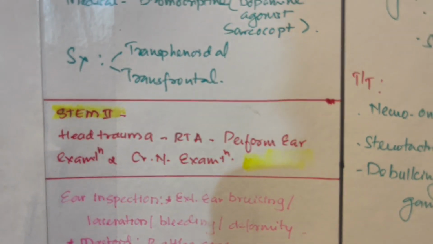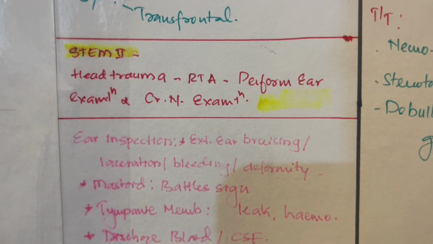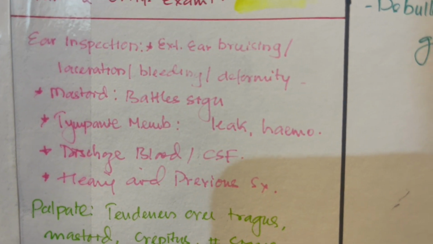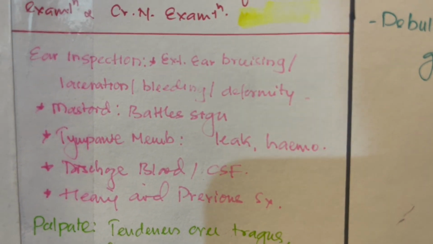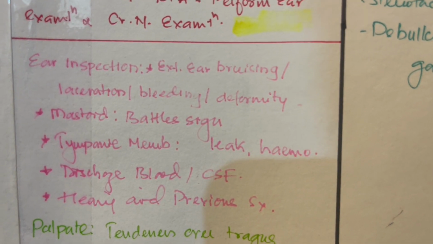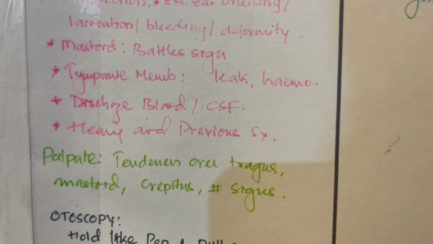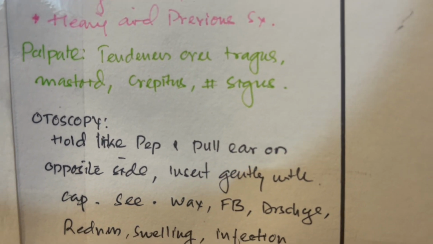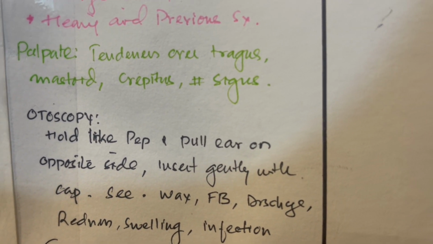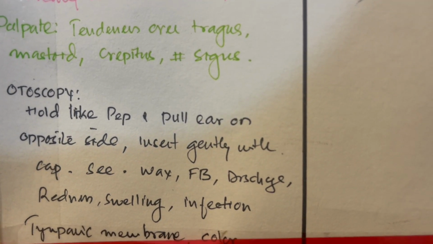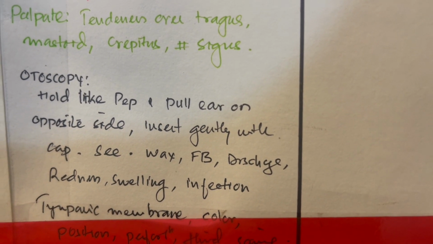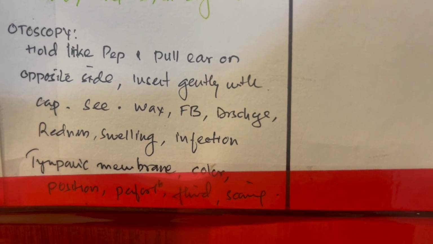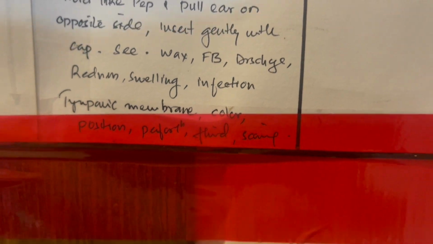So head trauma, road traffic accident, perform ear examination, cranial nerves. Here, inspection of the ear: bruising, laceration, mastoid, vital signs, tympanic membrane, leak. Otoscopy has to be done for leak and hemorrhage, discharge, blood or CSF. Palpation for tenderness of the mastoid, crepitus, signs. For otoscopy, hold it like a pen and pull the ear on the opposite side. Insert gently, and look for wax, foreign body, discharge, redness, swelling, infection, tympanic membrane, cone of light position, perforation, fluid.